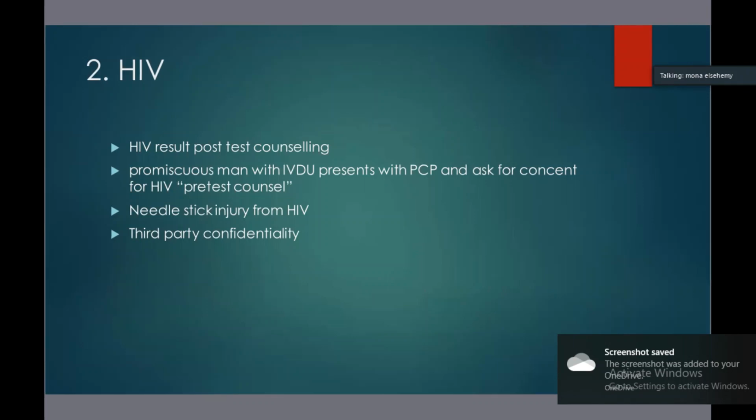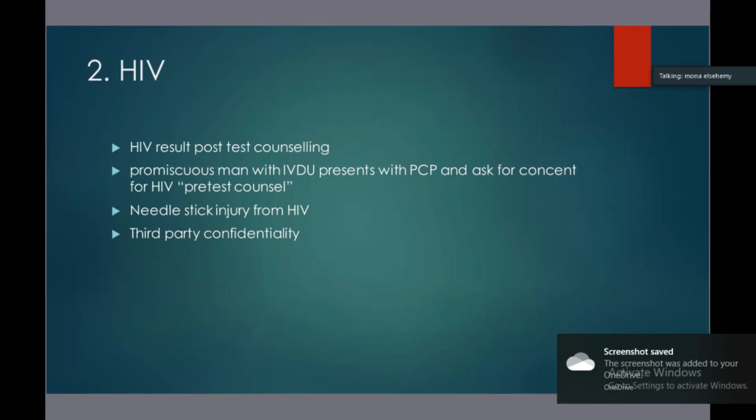These 3 scenarios can come again as post-test counseling. You can have either a patient with risky behavior, a patient with a disease-defining illness, or a patient with needle stick injury. The situation here is different. You know that the patient is HIV positive. You start first of all to explain to the patient how much you know about your condition.